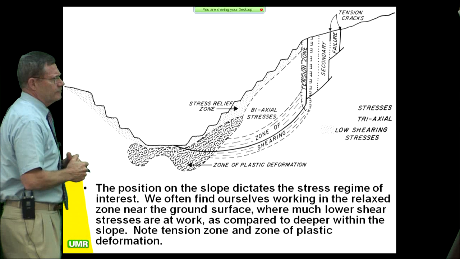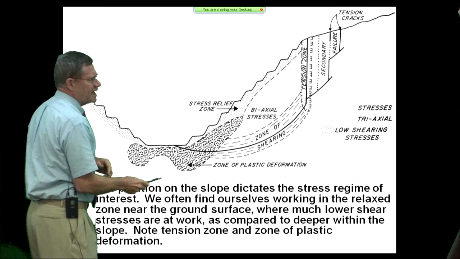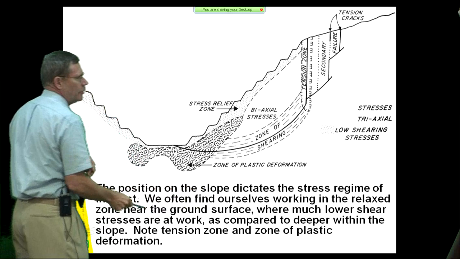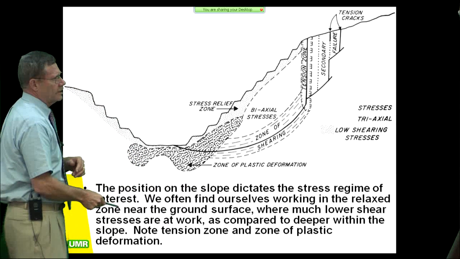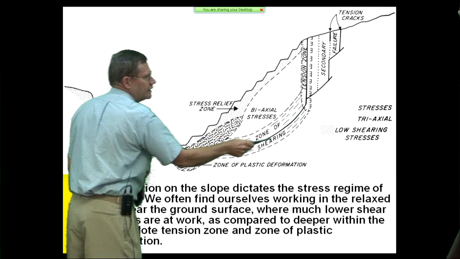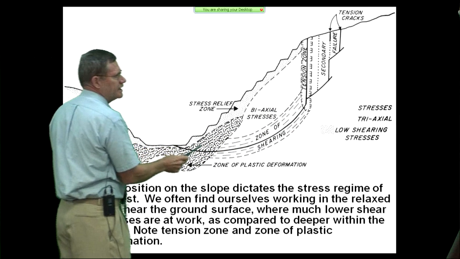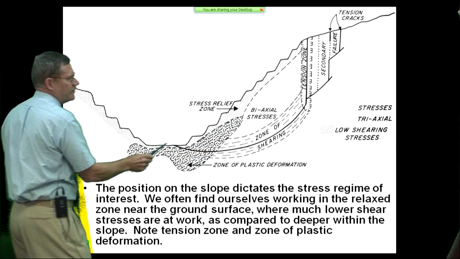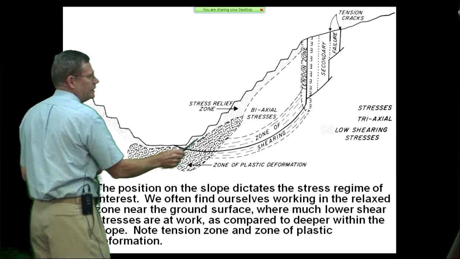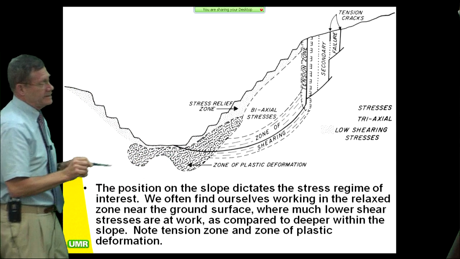So if we look at this, what do we see here? We often find ourselves working in the relaxed zone near the ground surface. That's where we usually find ourselves. We have much lower shear stresses at work as compared to the deeper zones way down in here. And note that we have a tension zone and a zone of plastic deformation. This plastic zone of deformation down here is where we get into all the trouble. That's where I get into the trouble. And I have somebody down here, a client, who has a pipeline right here. And the pipeline is getting tweaked.